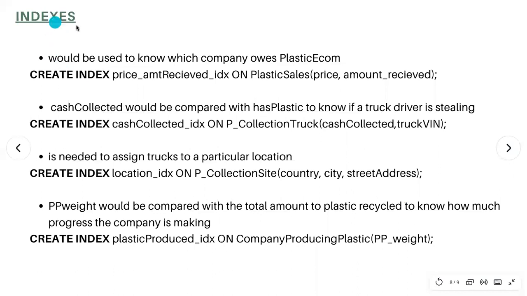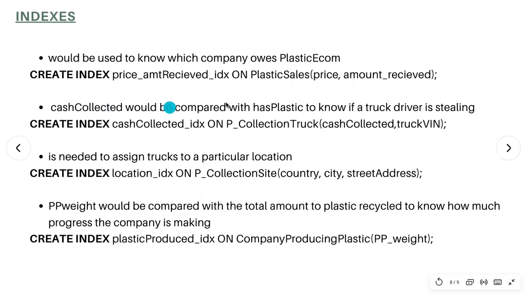So now indexes will be important because if we have a lot of data, we need to be able to sub-classify them to what we really want. And these indexes will actually be necessary for our query creation. So we have our first one, which will create an index called price amount received on plastic sales, which will have the price and amount received. And it'll be used to know which company owes plastic e-com. So the price it was sold for will be stated and amount received, so it will be subtracted. Again, a main aim of the company is to make profits. So this is very important.